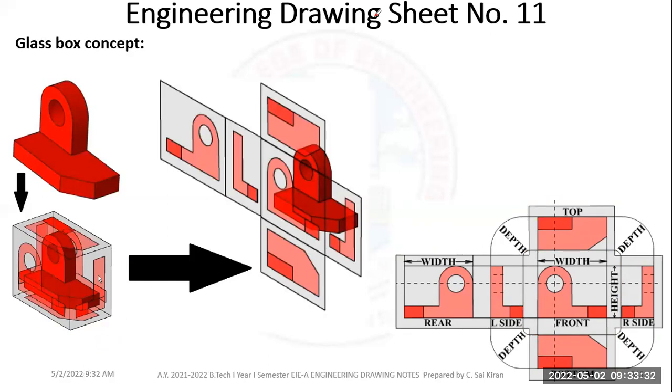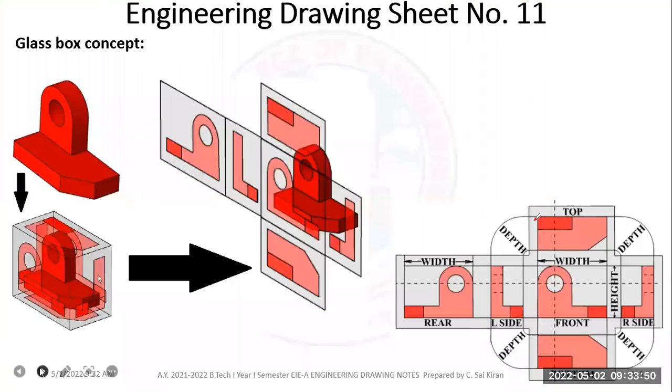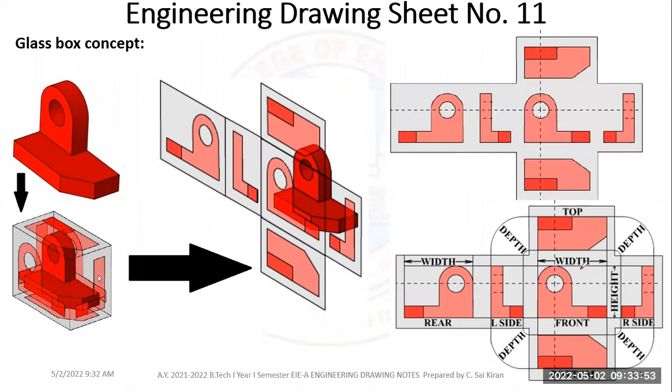So this is the explanation of the conversion of isometric view to orthographic views. If I remove all those dimensions, then this will be my front view, and this is my right hand side view, RHSV we call.